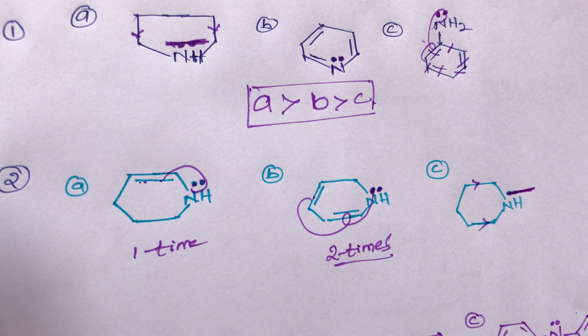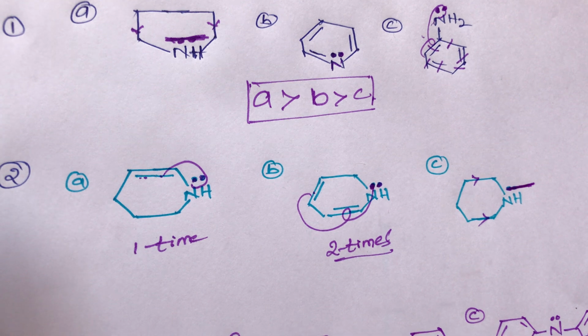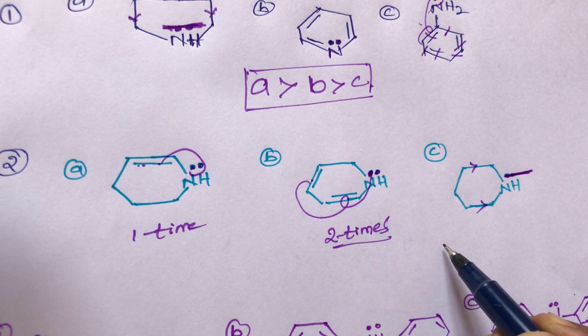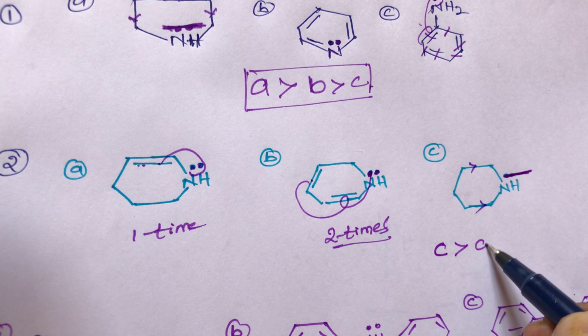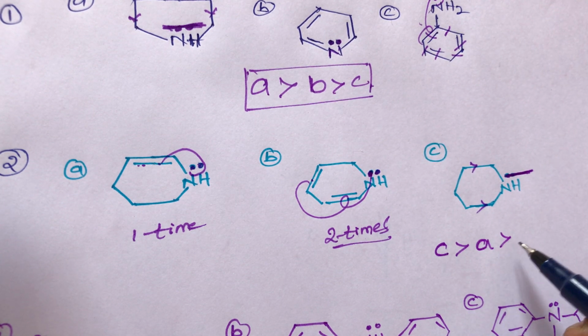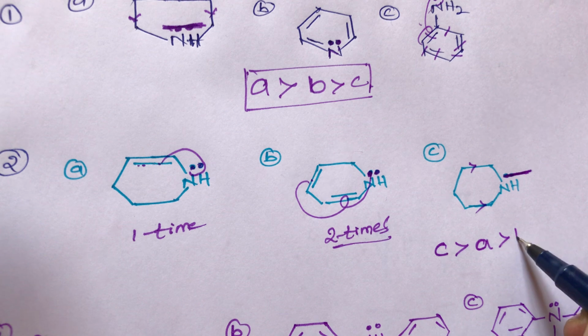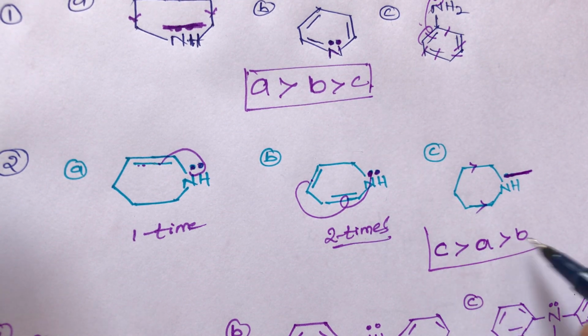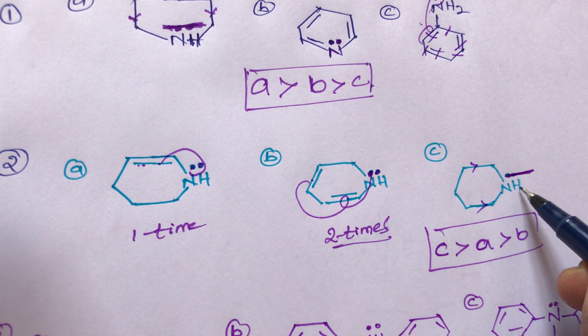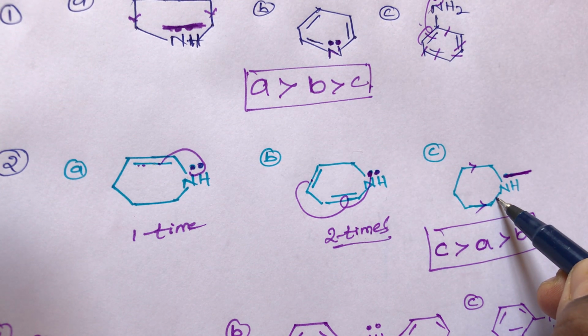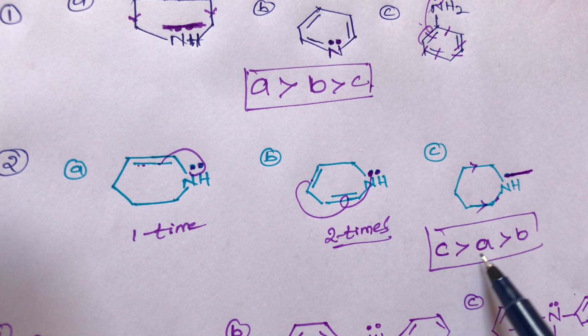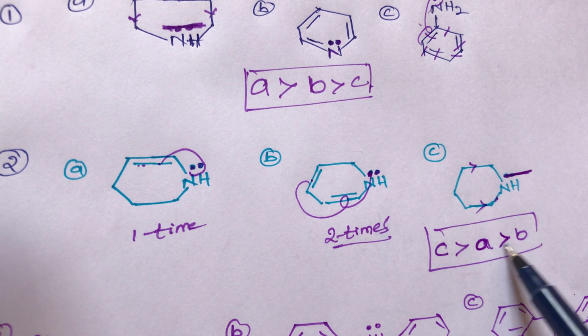So if more electron density is there, that is more basic strength. Out of these three, which one is more basic? The C compound is more basic than the A compound, and the A compound is more basic than the B compound. So this is the basic strength order: C is more basic than A, and A is more basic than B.